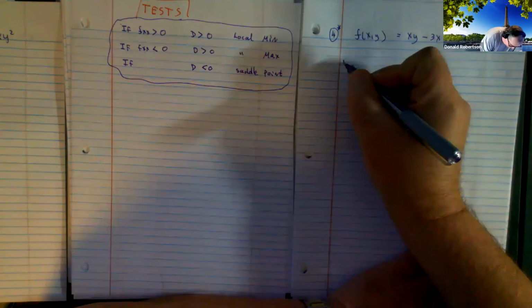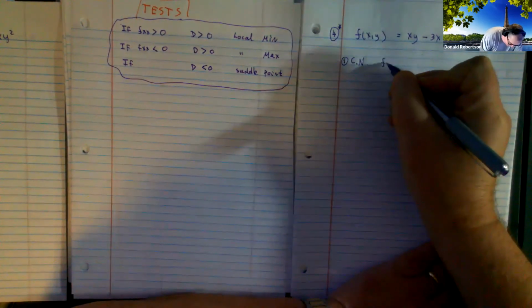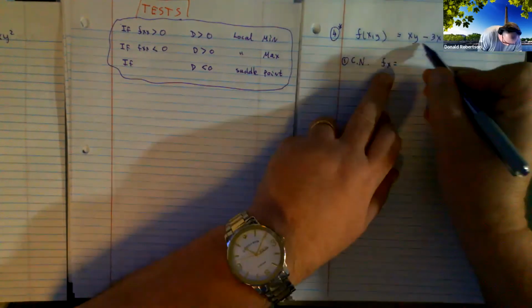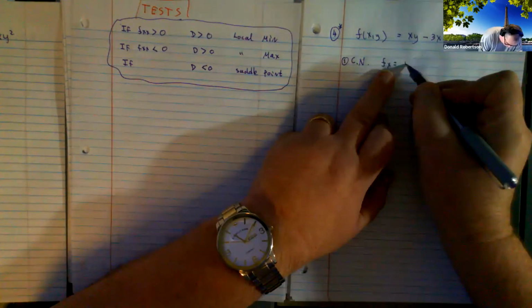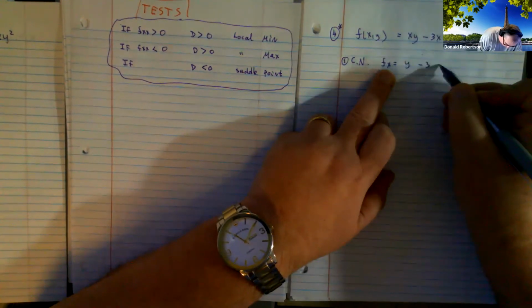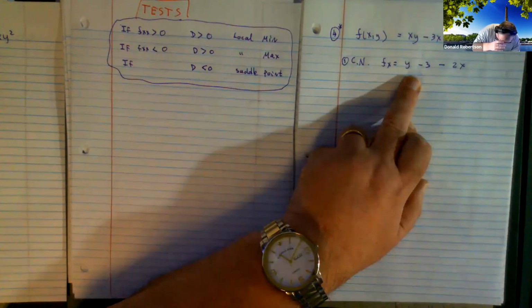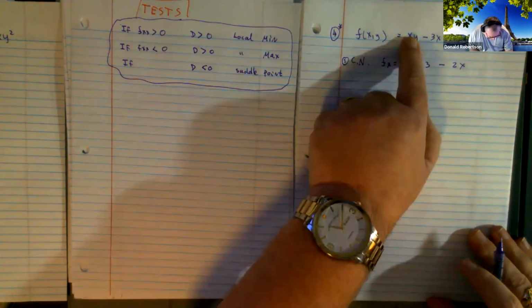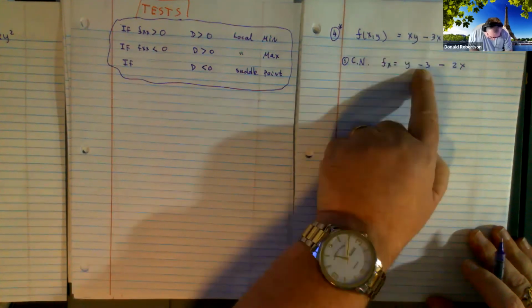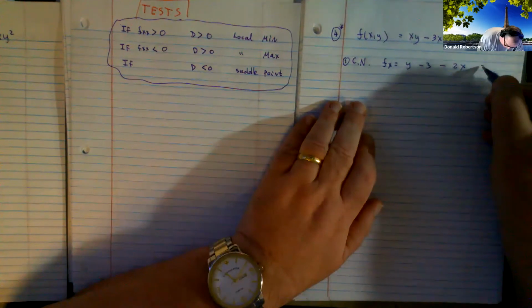So first thing I'm going to do is find these critical numbers for this question. If you find the partial derivative of this expression with respect to x, you get y, that gets you nothing, minus 3, that gets you nothing, and negative 2x, and that gets you nothing. Double check, with respect to x, nothing at all. Okay, and that's going to be 0.